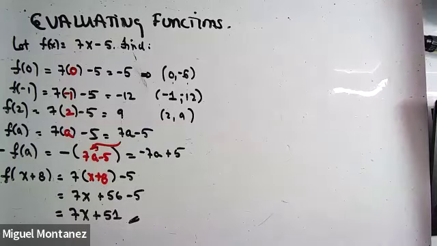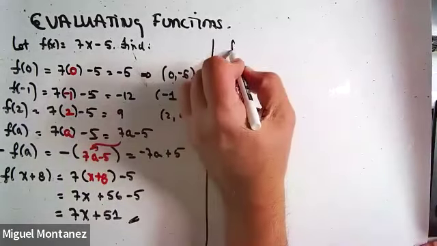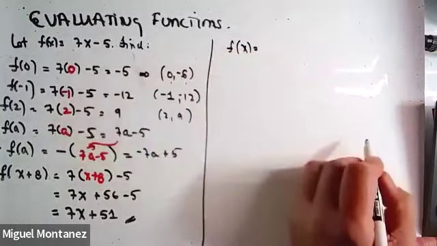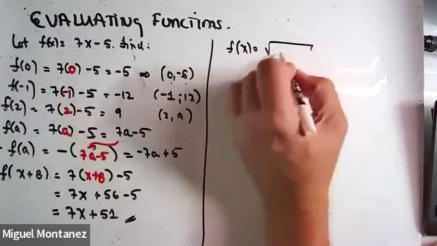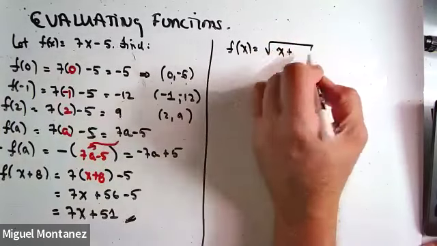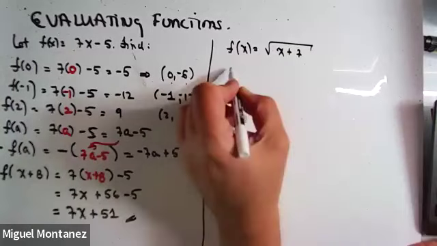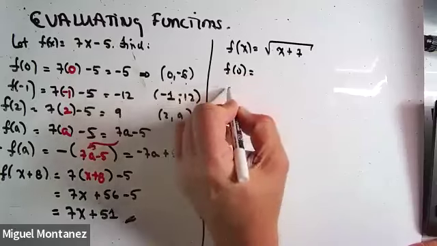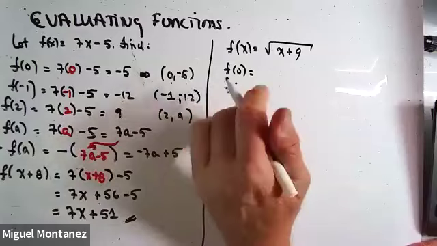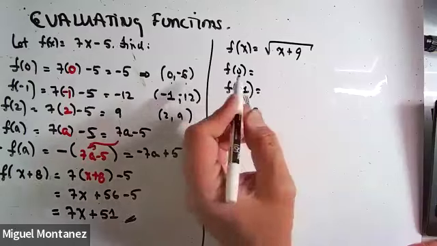Okay, hope this helps. Well, let's try another one, might as well. What about if we find f of x equals the square root of x plus 9. In this case we would find f of 0, f of negative 1, f of 2. Let's start with these 3 first.